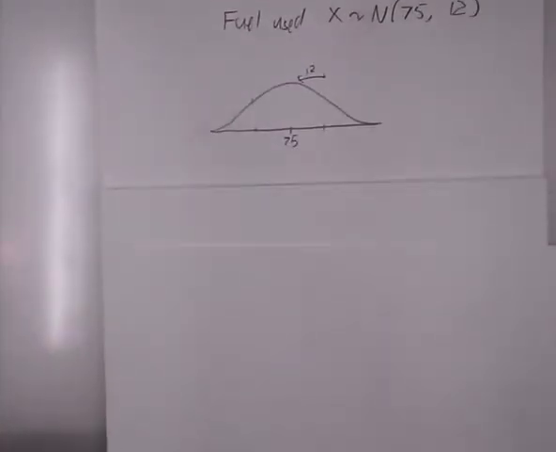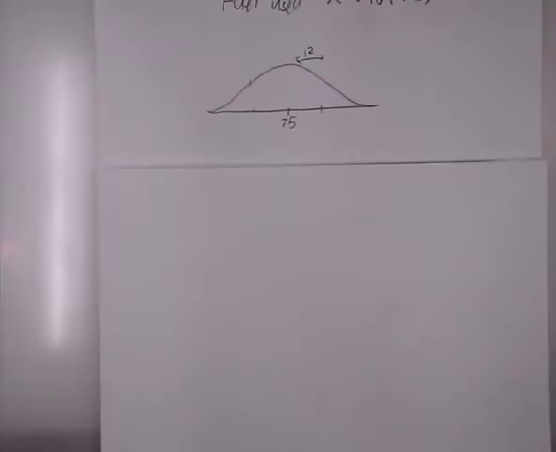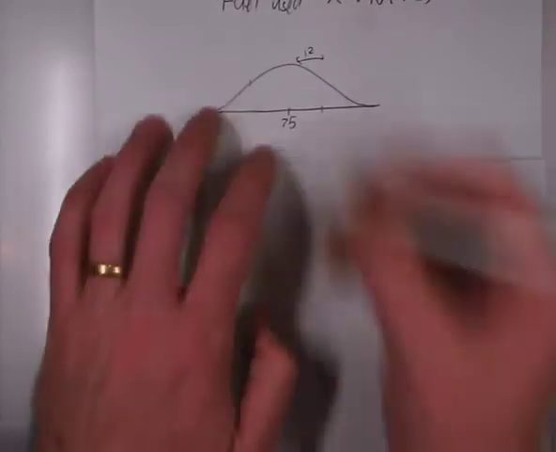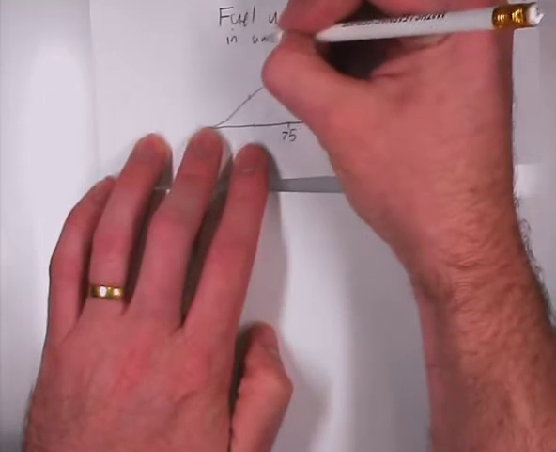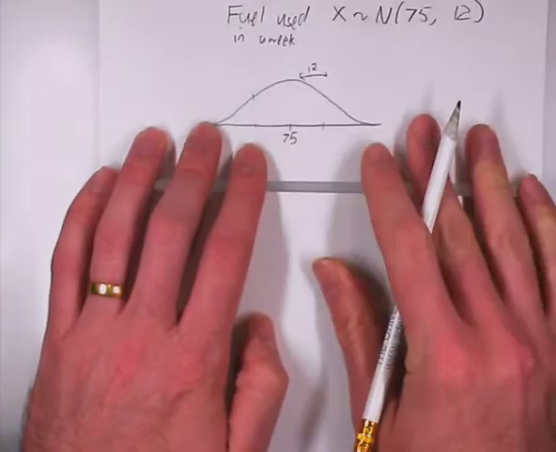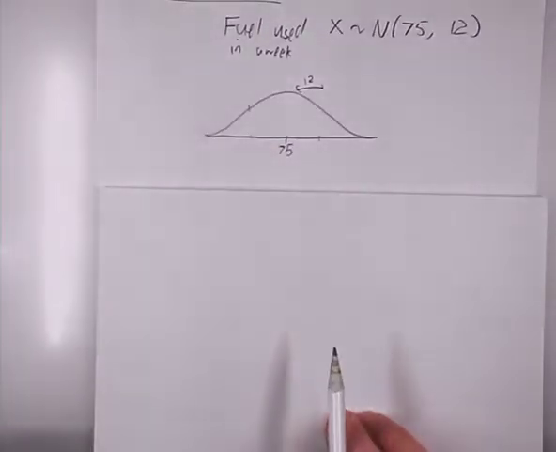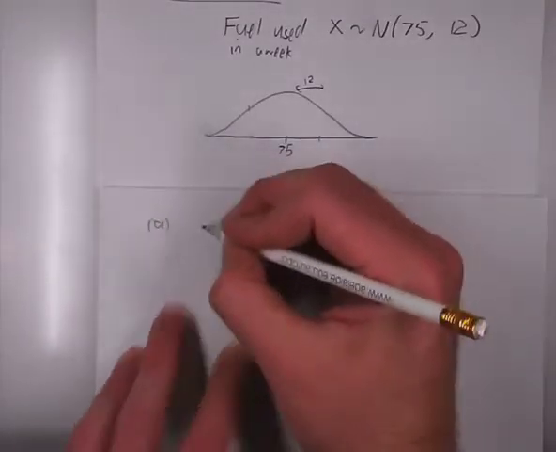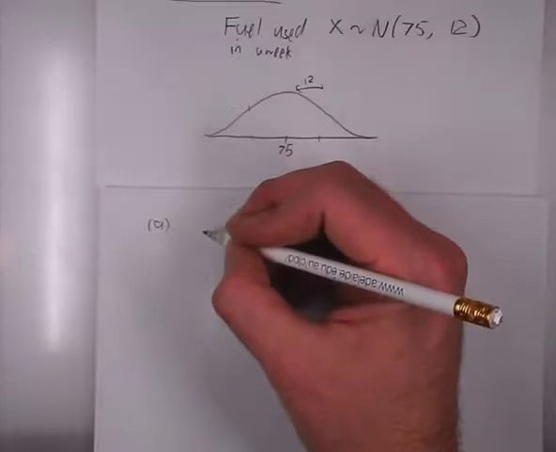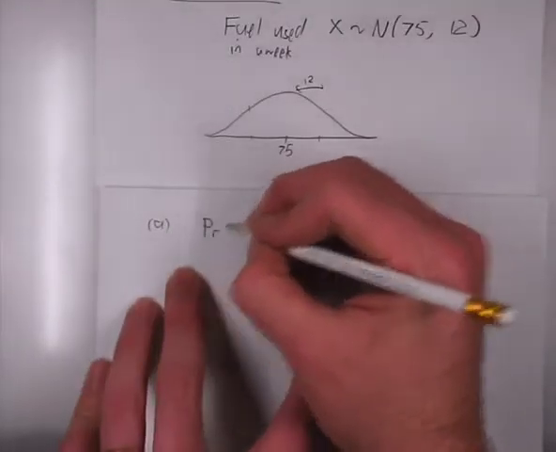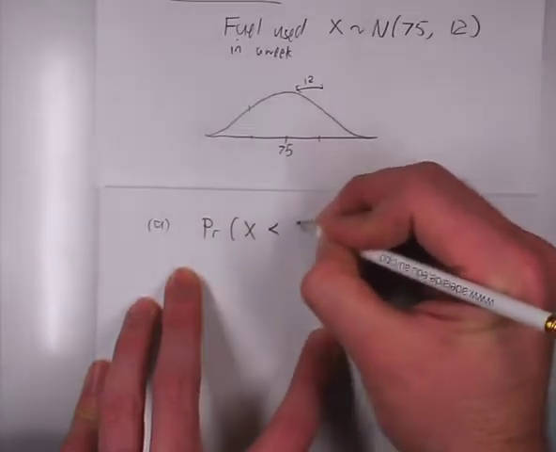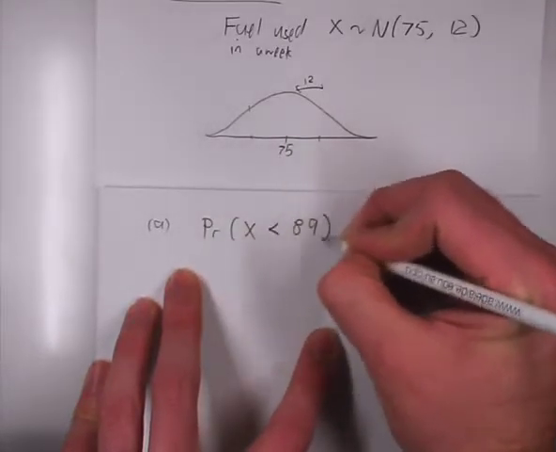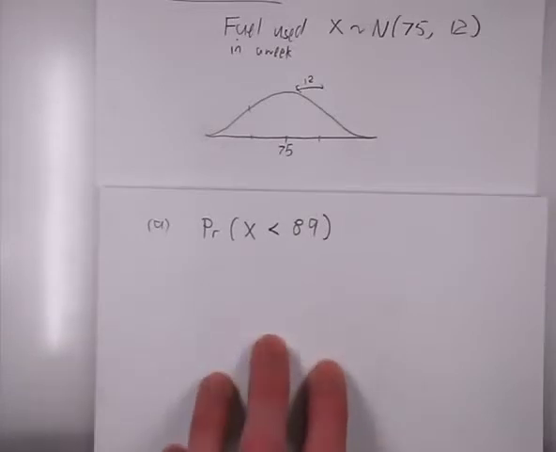So we can figure out the chances of getting in a particular week. So in a particular week, we can figure out the chances of the fuel being in a certain range. So in this question here, they said, well, what are the chances of it being less than 89 litres? So the probability that we get less than 89 litres, okay, we can draw a picture of that.